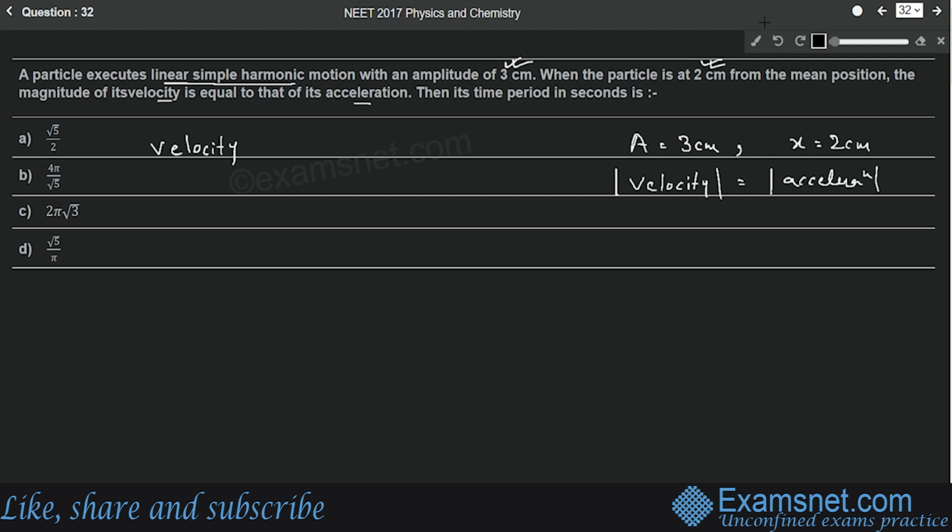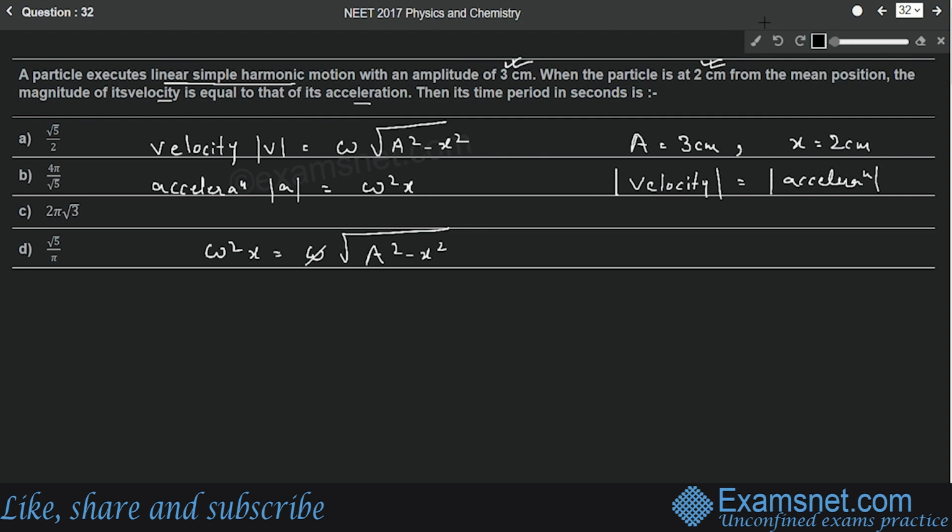We know that v will be equal to omega under root a square minus x square, where a is the amplitude and x is the position. And for acceleration, that means a will be equal to omega square x. So this you have to remember. In this case both become equal. That means omega square x becomes equal to omega under root a square minus x square.